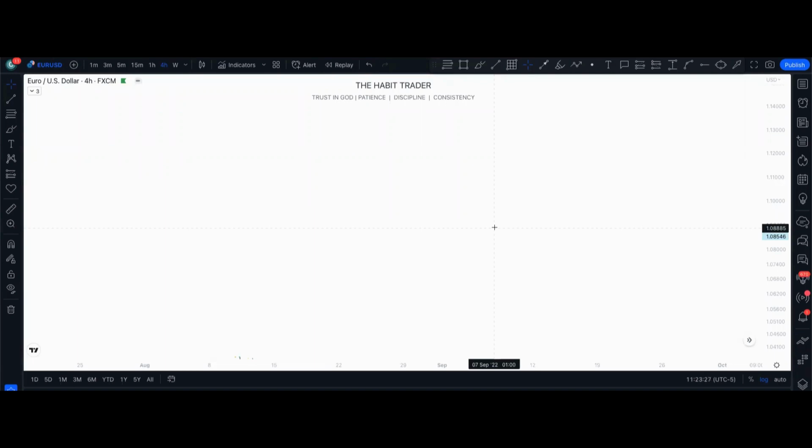Today we'll be discussing supply and demand and smart money concepts. So let's get started. When we say smart money concepts, it actually pertains to a movement in the price that gives us a very strong bearish or bullish momentum.